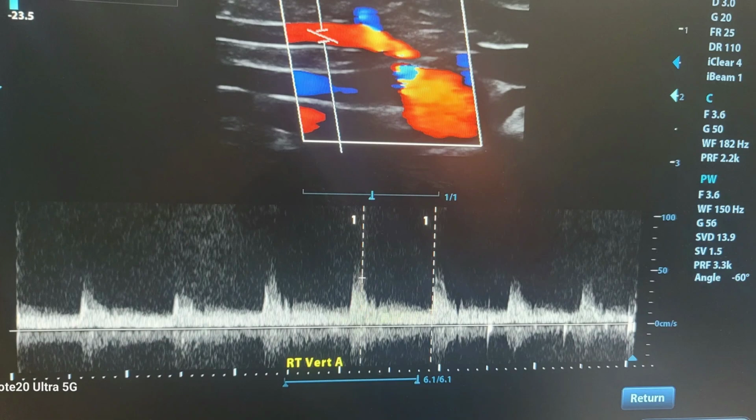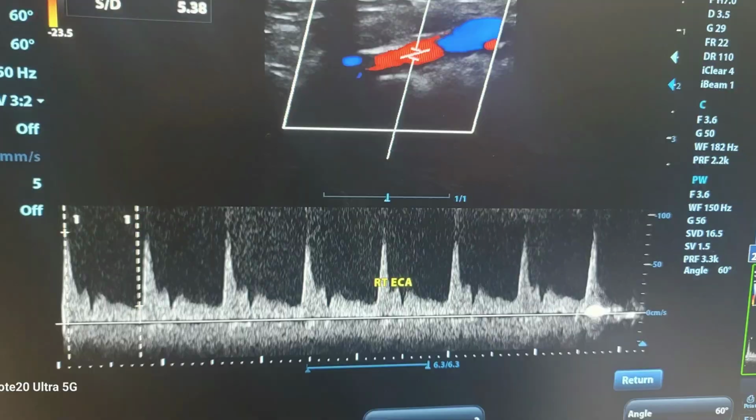indicated. Throughout the examination, Doppler angle correction is maintained at 60 degrees or less. The sample volume is centered within the vessel lumen, and consistent documentation of B-mode, color Doppler, and spectral Doppler at each segment ensures accurate interpretation.